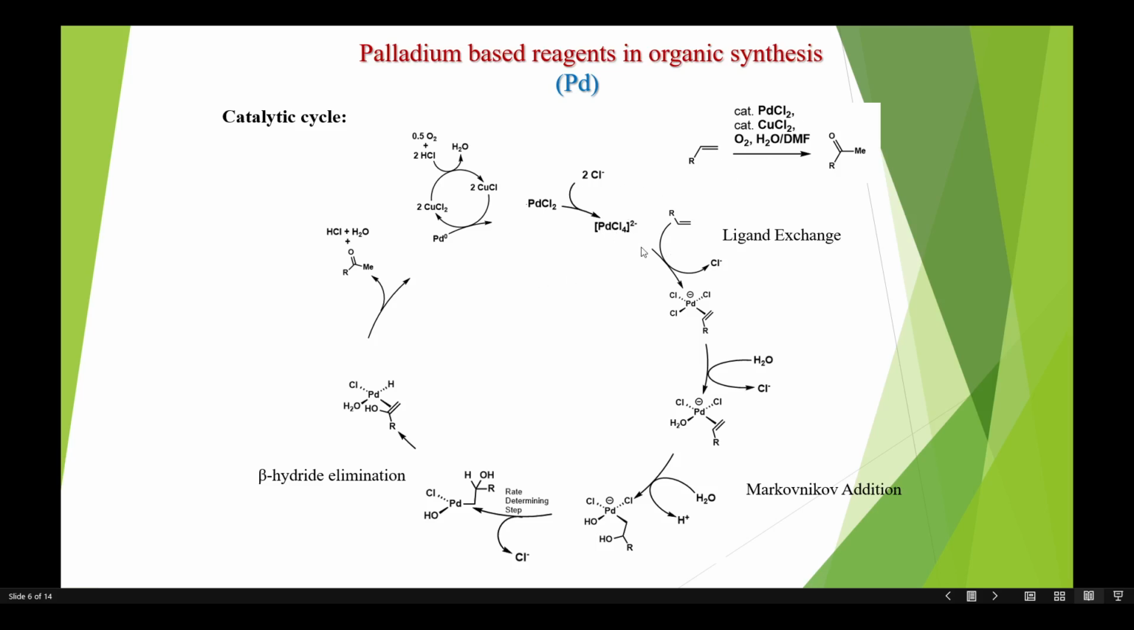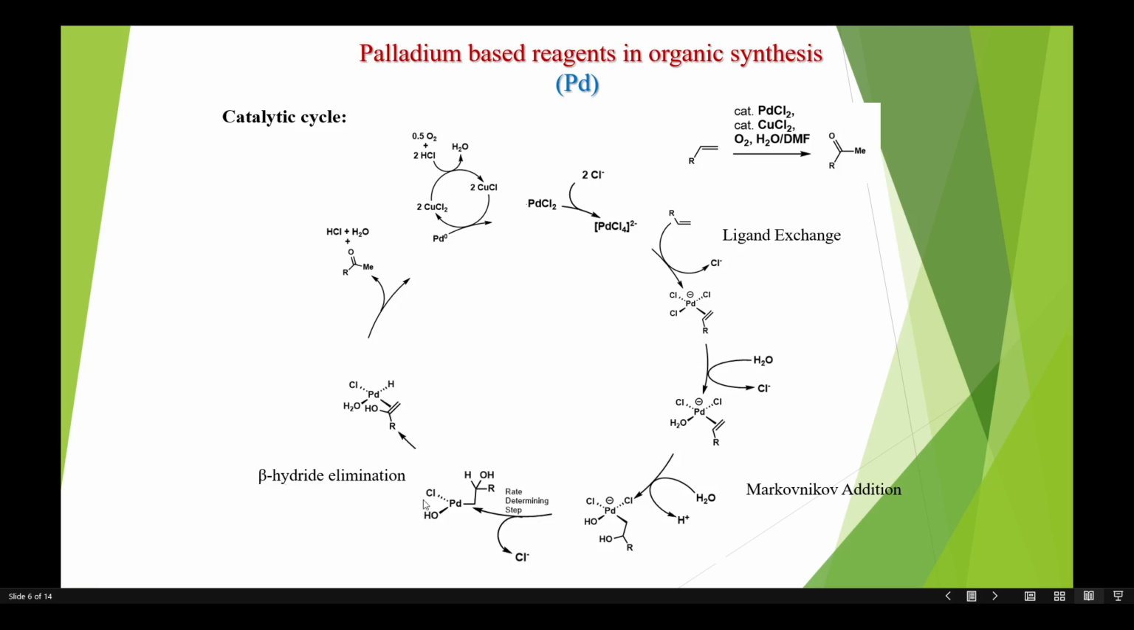That's from the palladium, and what is the role? First, the alkene will bind to the palladium, then it undergoes a ligand exchange reaction. One chlorine group will be removed and the alkene will be coordinated to the palladium. After that, the water will also replace another chlorine group. After that, what will happen? The water undergoes a Markovnikov addition reaction to that alkene, and you will get the corresponding alcohol, the palladium complex alcohol. This complex will remove one chlorine group, and this step we call the rate-determining step.